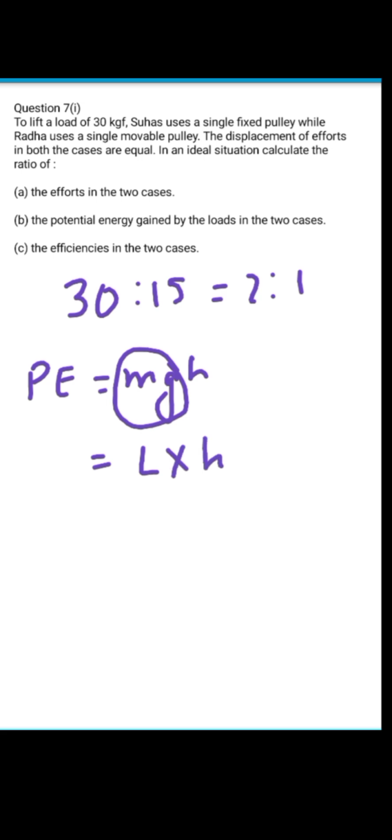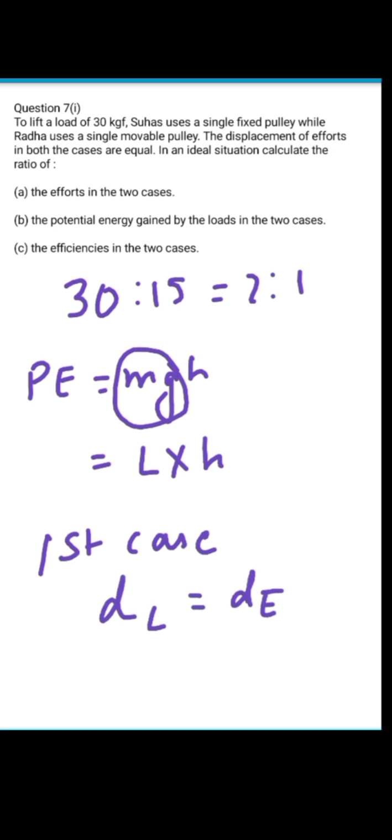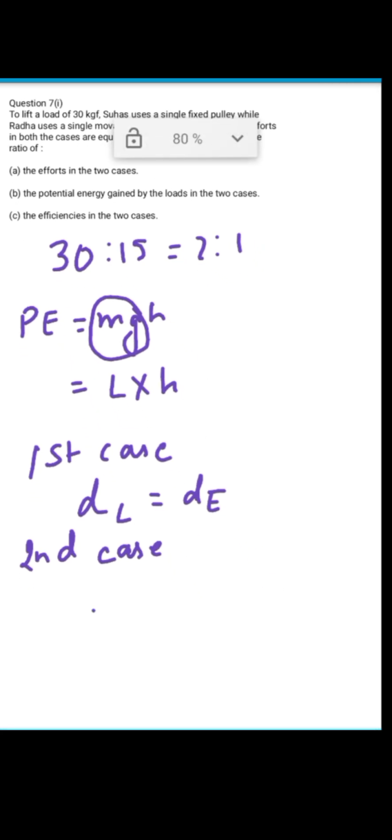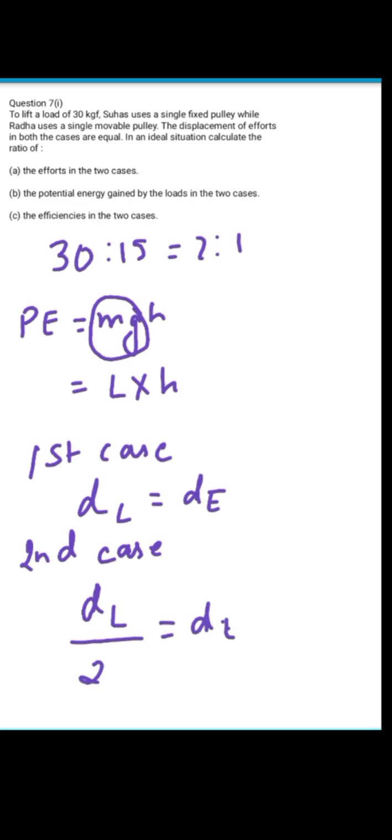So fixed pulley is the first case, yes. In case of fixed pulley, what happens? The displacement of the load will be equal to the displacement of the effort. That means the distance by which the effort will be applied, the same distance will be moved by the load. But in case of a single movable pulley, what happens? The load rises by half of the distance as compared to the distance moved by the effort.